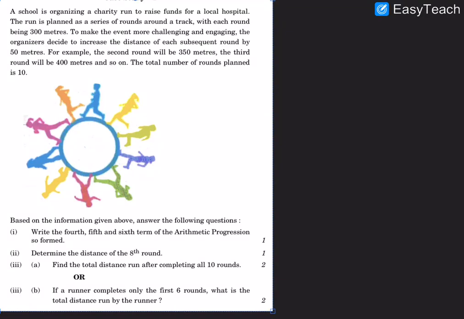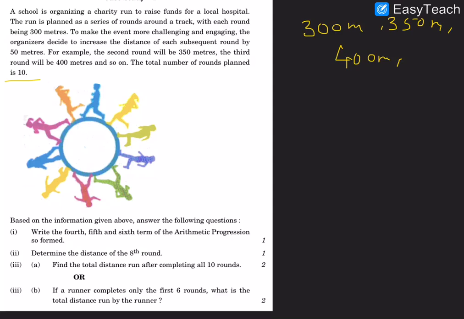Case study question from the board paper. A school is organizing a charity run to raise funds for a local hospital. The track given to you is 300 meters, which increases by 50 meters each time. So the second track will be 350 meters long. The next will be 400 meters long. And the total number of rounds planned is 10.